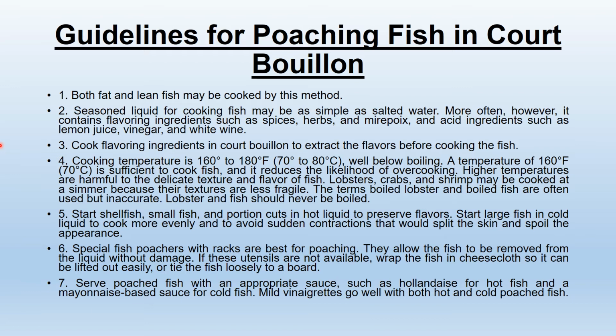The cooking temperature over here is 160 to 180 degrees Fahrenheit. So the fish can start to cook at 160 degrees Fahrenheit. That's enough temperature to be cooking fish, and it's going to reduce the likelihood of overcooking. So that temperature is okay. Like that, you're not going to be running any risk to overcook the fish. High temperatures are harmful to the delicate texture and flavor of the fish.